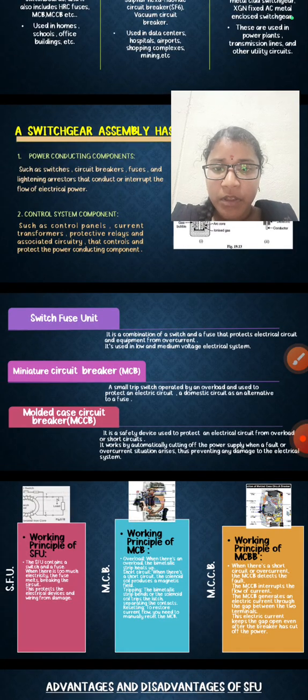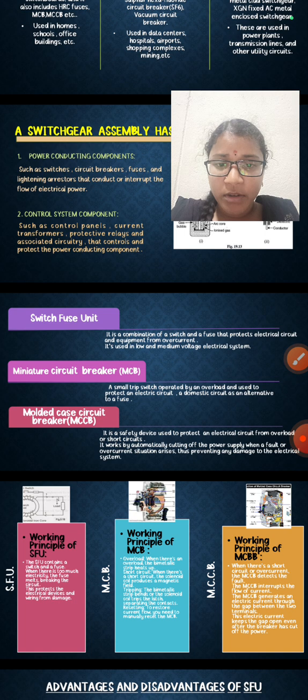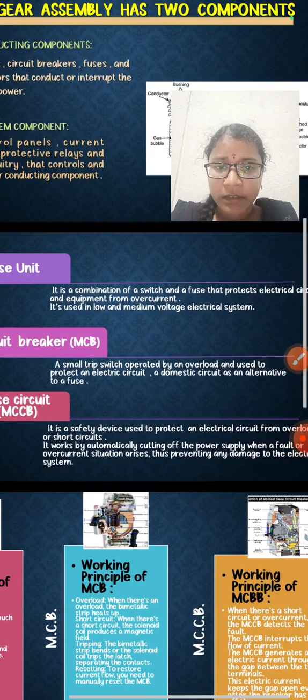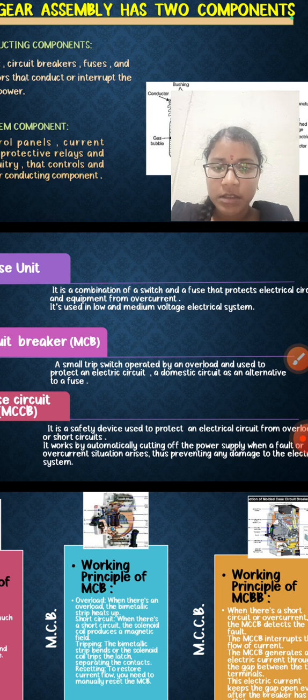Okay. Miniature circuit breaker, which is also shortly called MCB. It is a small trip switch operated by an overload and used to protect an electrical circuit. A domestic circuit uses it as an alternative to a fuse.